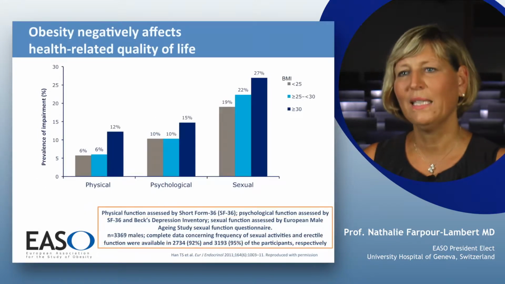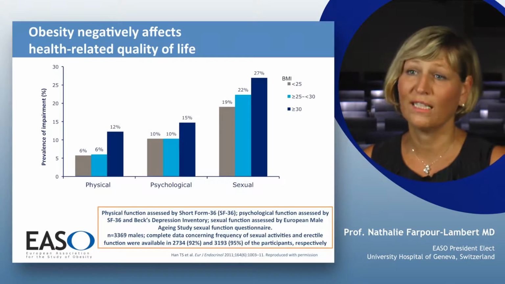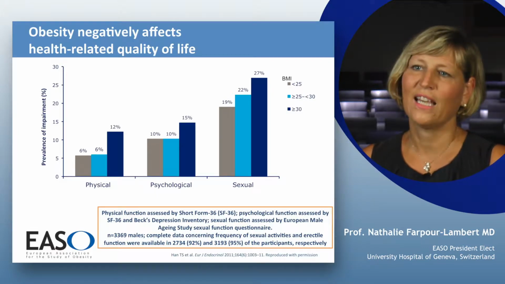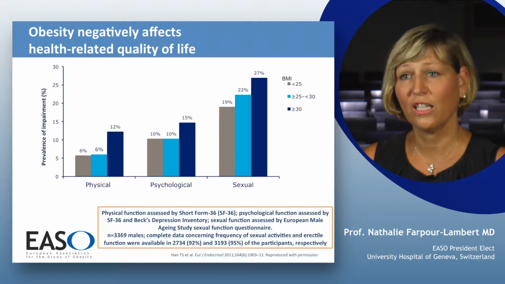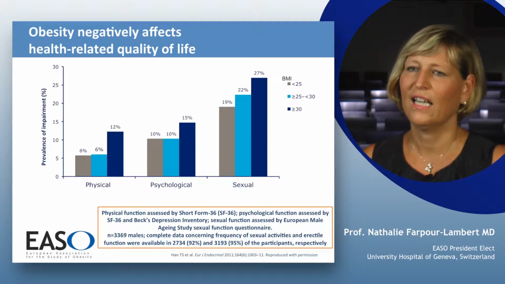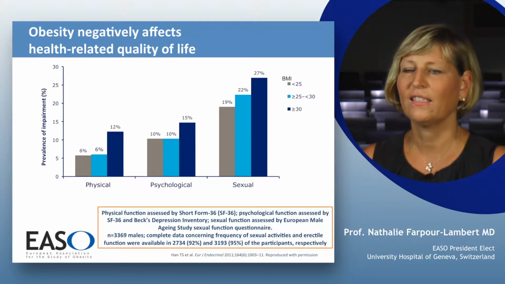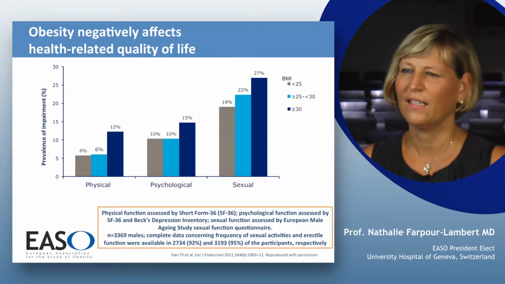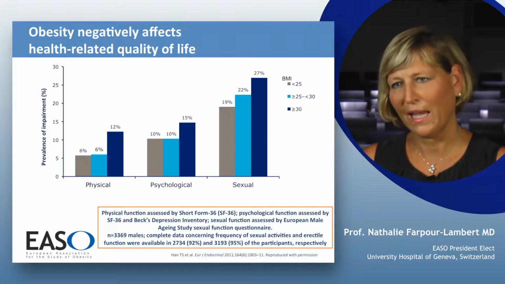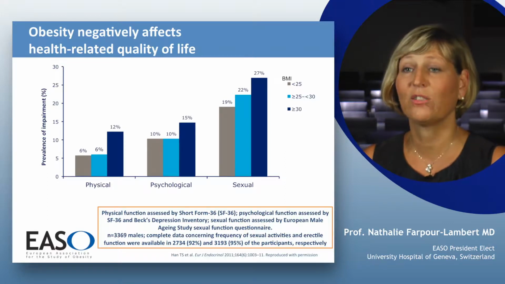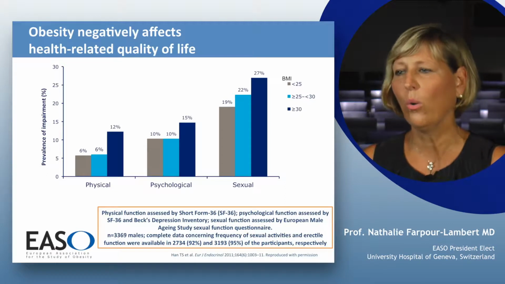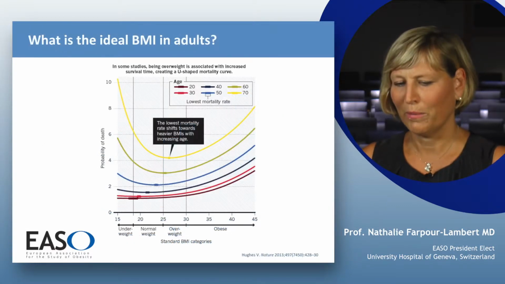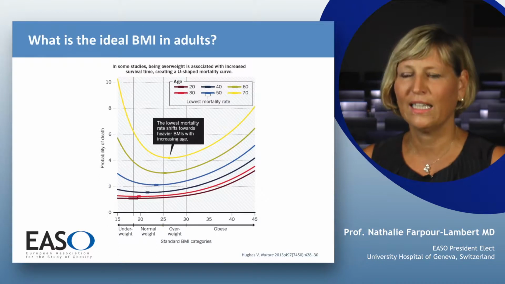In addition, obesity affects health-related quality of life. And we know that obesity can impact psychological health, physical health, and also sexual health in adults. And on this slide, we can see an increased prevalence of impairment in health-related quality of life in all of these three components. The question remains as to what is an ideal BMI in adults?